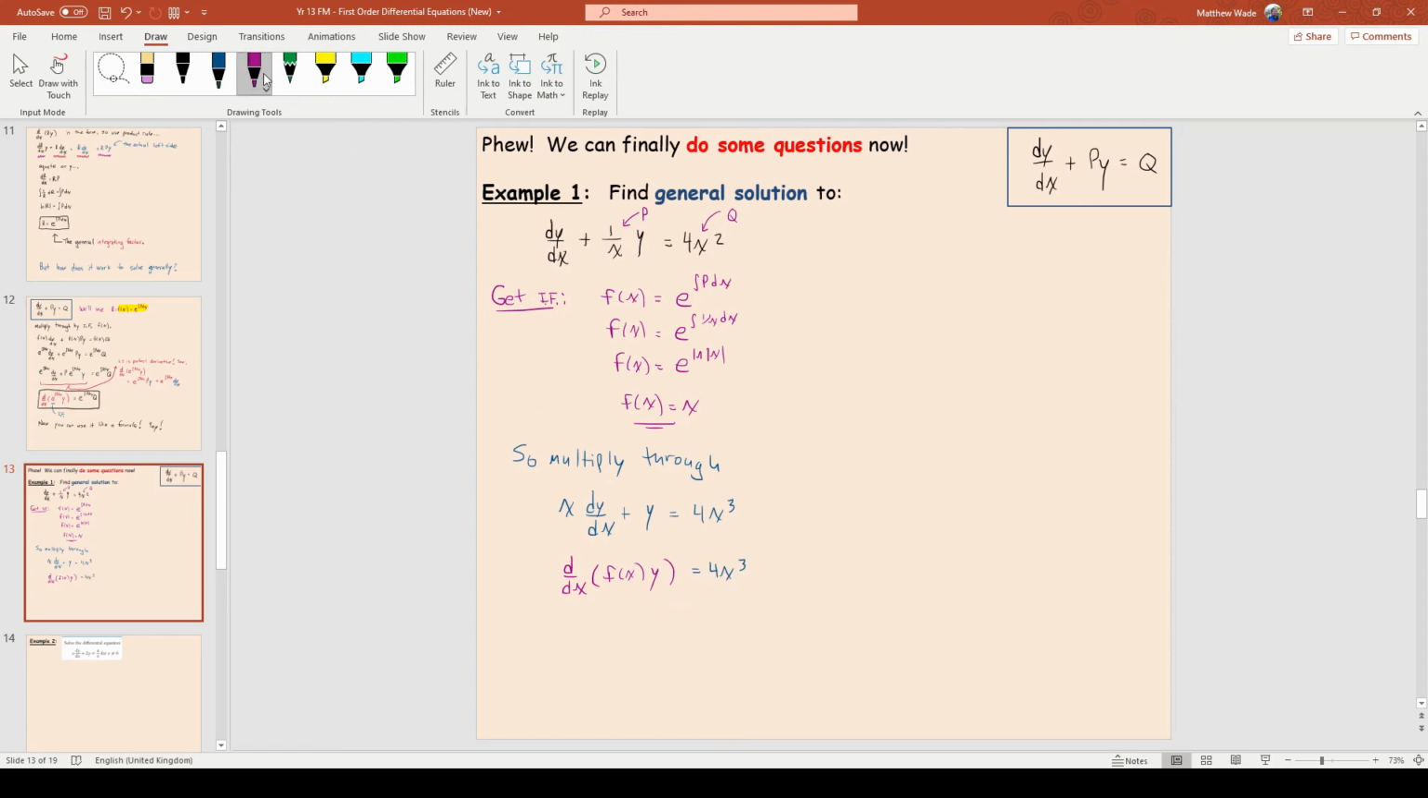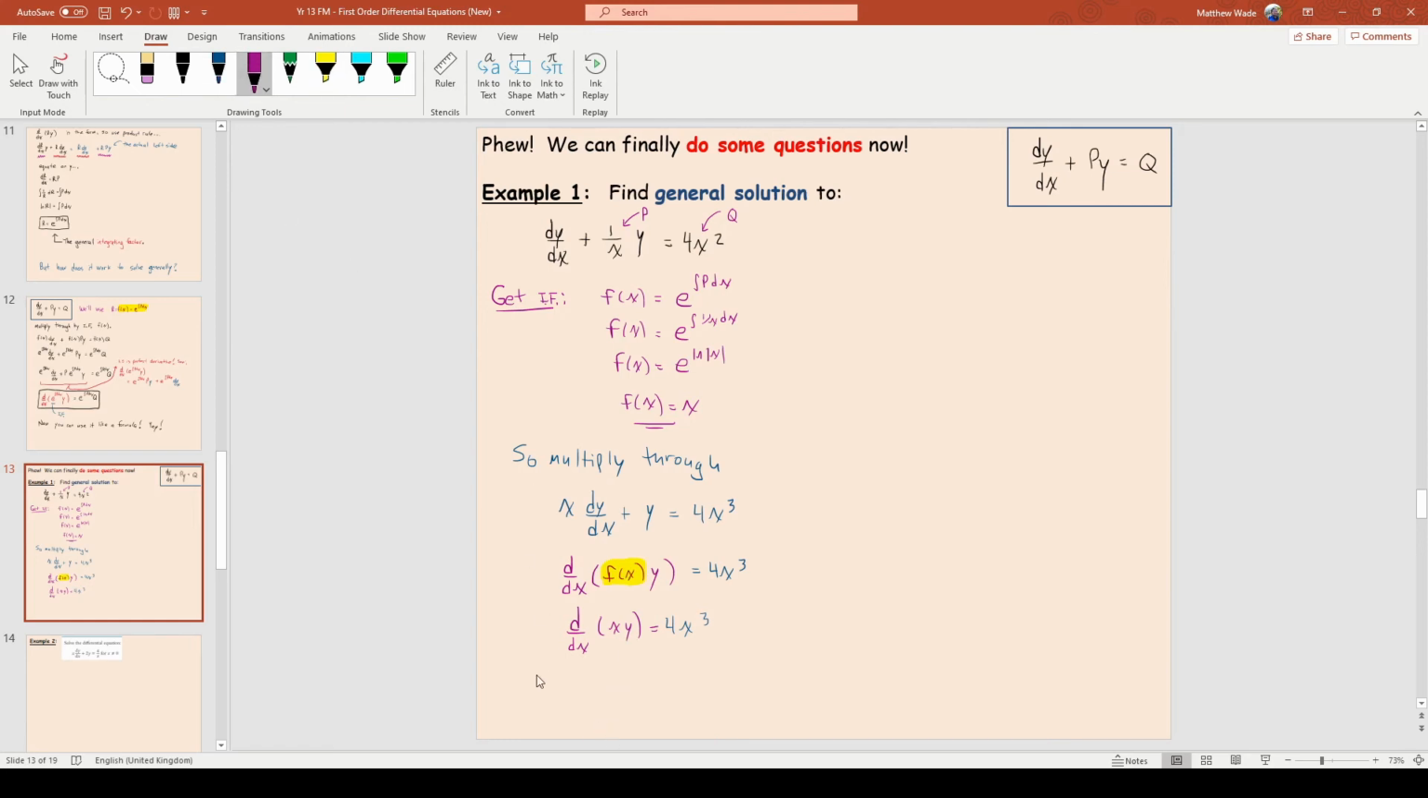But in our case, f of x is actually x. So it's d dx of xy equals 4x cubed. And there we go. The reason I wanted to show that is, can you see it's just the integrating factor times y if you follow this procedure, which is amazing.